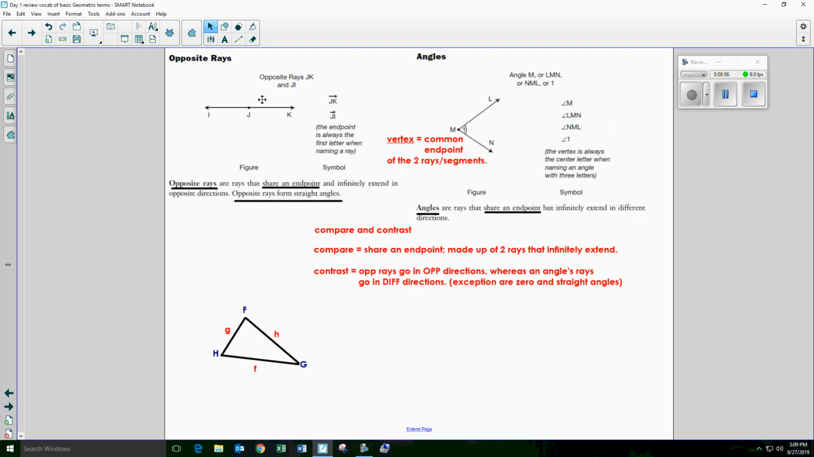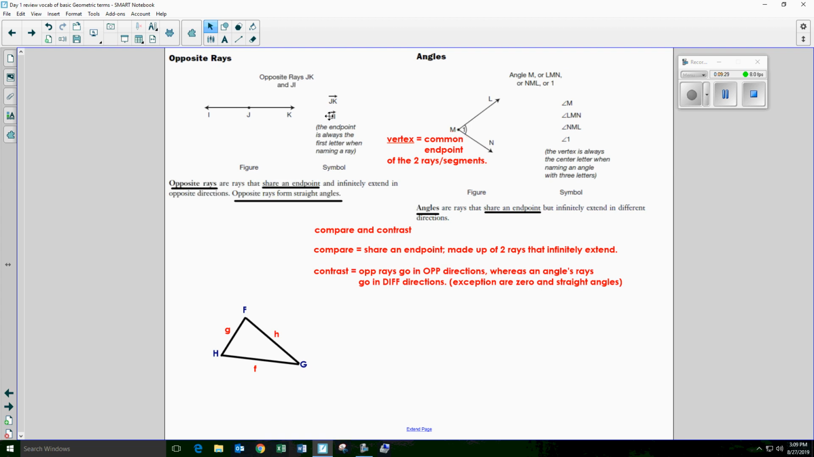Next, I have opposite rays and angles on the same page because their definitions are similar. Actually, opposite ray does fall underneath angle even though it doesn't sound like it. Opposite rays are rays that share an endpoint, so it has to be in between. So JK is one ray and JL is the other ray. They share that endpoint J, so those are called opposite rays because they're going the opposite direction and share that same endpoint. So they have to have the same endpoint.